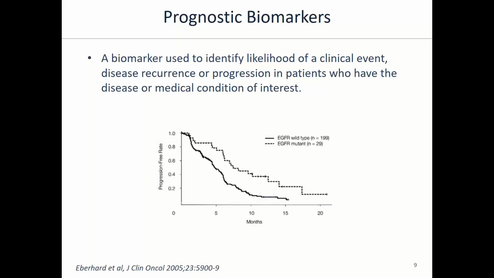Then we have prognostic biomarkers, which are those used to identify the likelihood of a certain clinical event, which may be response to therapy, the duration of survival, or any other event of interest. So a typical example in oncology, the same EGFR mutations that I talked about are considered prognostic in non-small cell lung cancer, because patients who have activating EGFR mutations tend to have a better prognosis than patients without the mutation, even before the availability of specific targeted therapy.